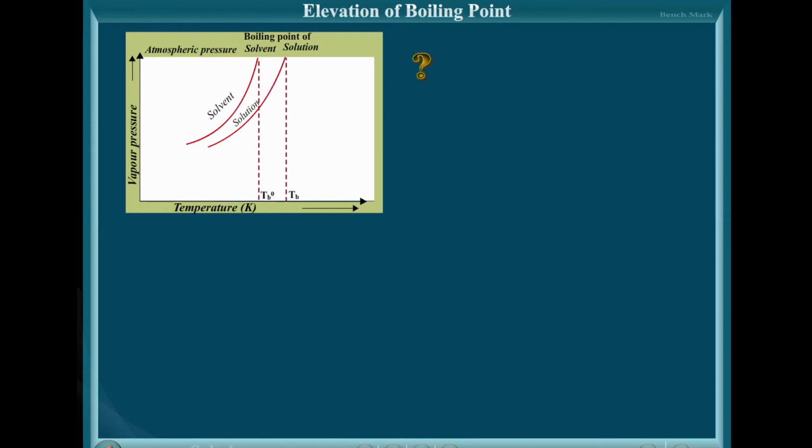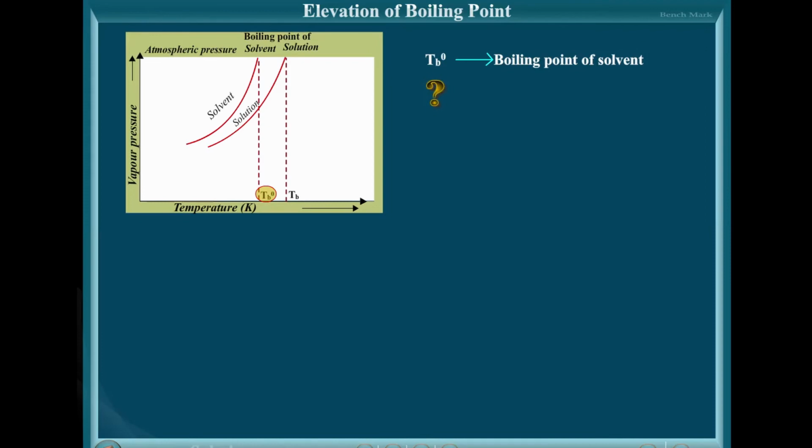The second curve you can see is that of the solution. Once a solute is added, the vapor pressure decreases. So we have to increase the temperature, or supply more heat. In this case, the solution will boil at a higher temperature, which is shown here in the graph. It is TB. It is only at TB that the vapor pressure of the solution becomes equal to the atmospheric pressure. Hope it is clear to you.